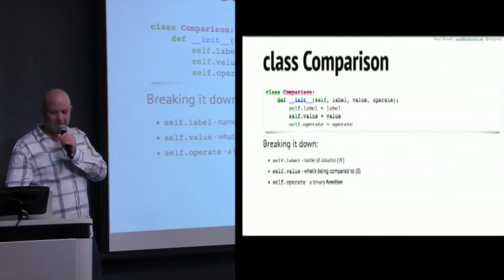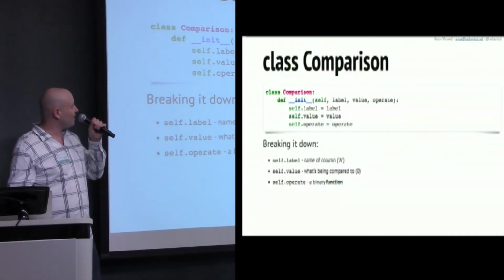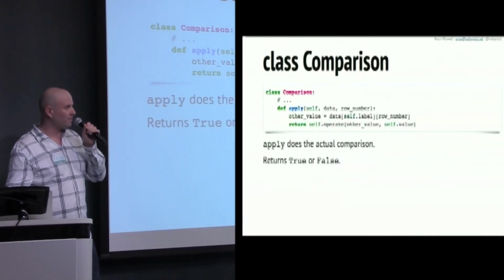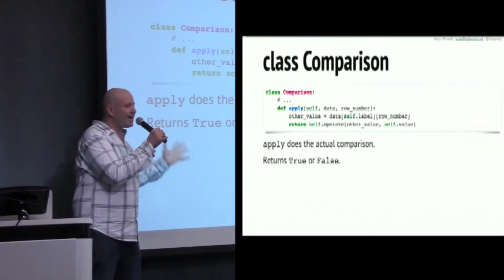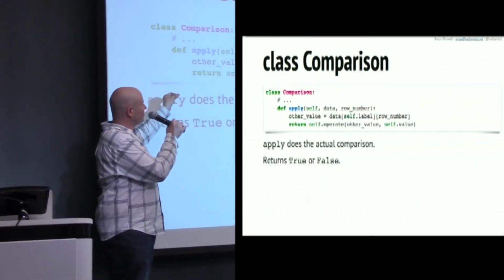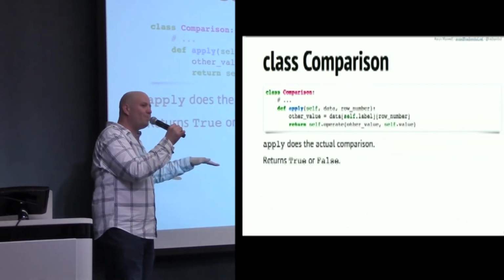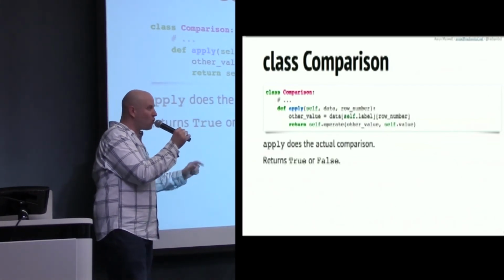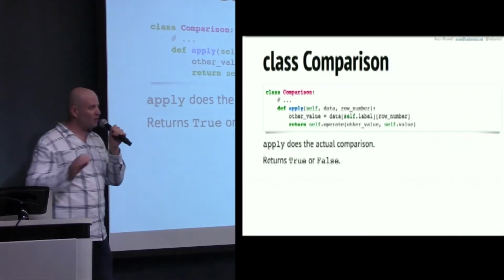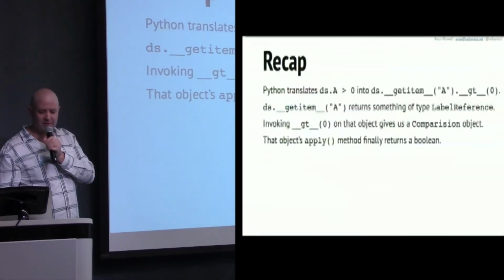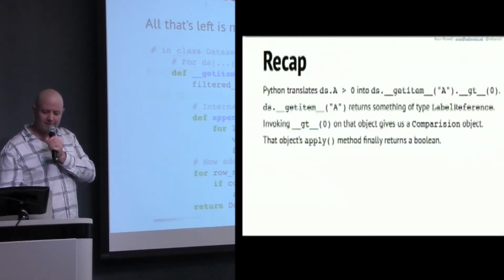Okay, so let's look at the comparison class a little bit more. You have the constructor, and then you have the apply thing. The key thing to understand is it's done on a row by row basis. So it returns true or false. That's where the true or false logic finally surfaces.